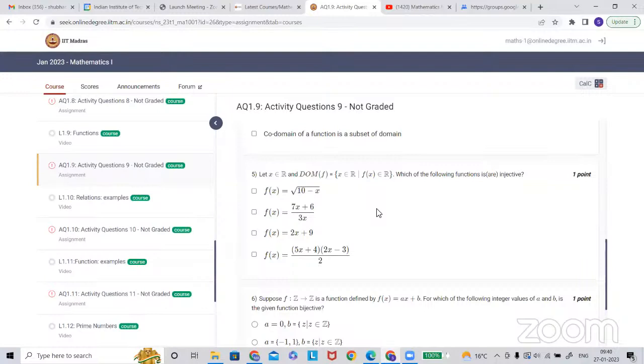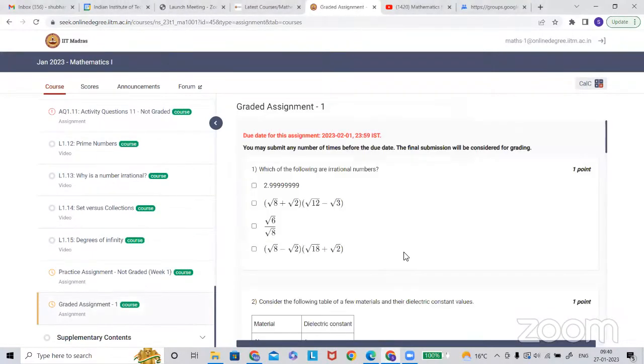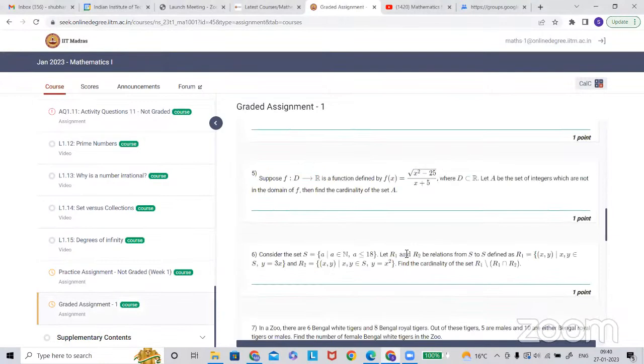Sir, can I ask a question from the graded assignment? Yeah, for clarification you can ask. Yes, sir, but not for clarification. Okay, what's your doubt? Question number 5. What's your doubt here, Abdul? Yes, sir.